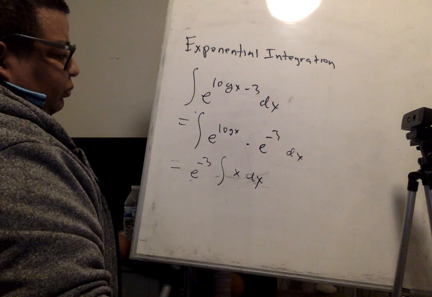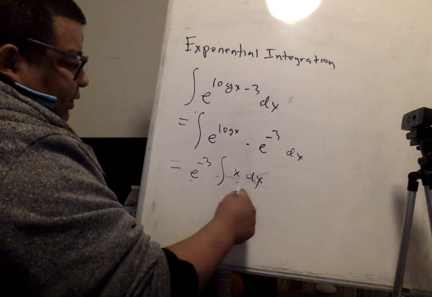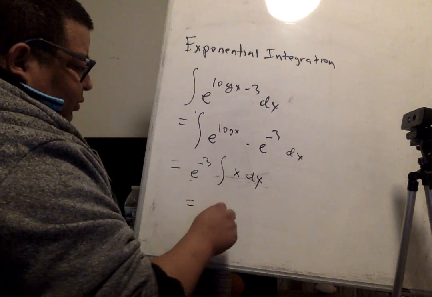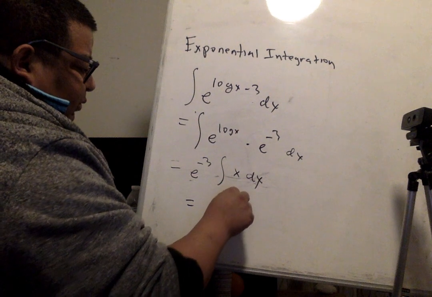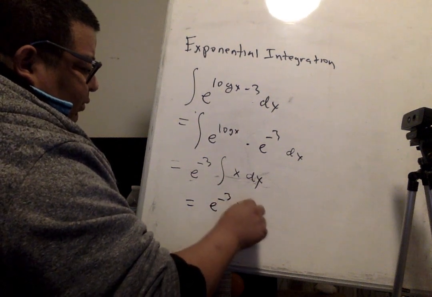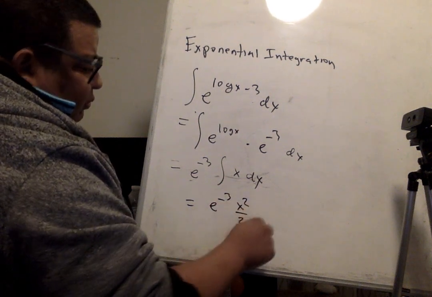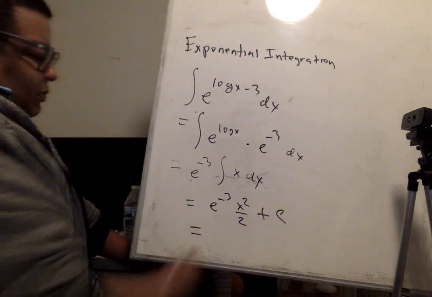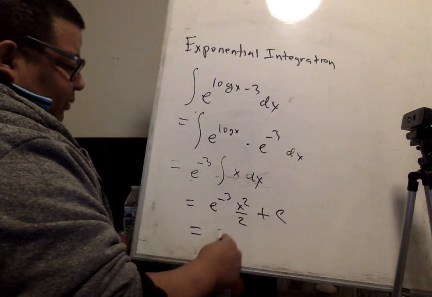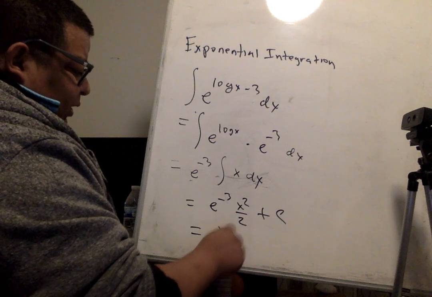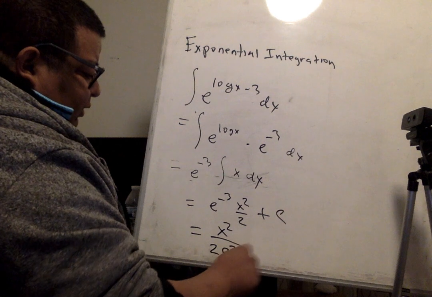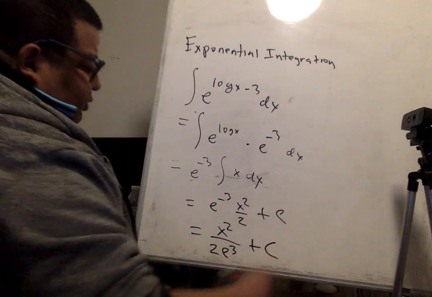Okay, so now we can take the integral of x. So this is equal to e^(-3) times x squared over 2, plus c. Now the final step is just to move the e^(-3) to the bottom. So that would be x squared over 2 e^3, plus c.